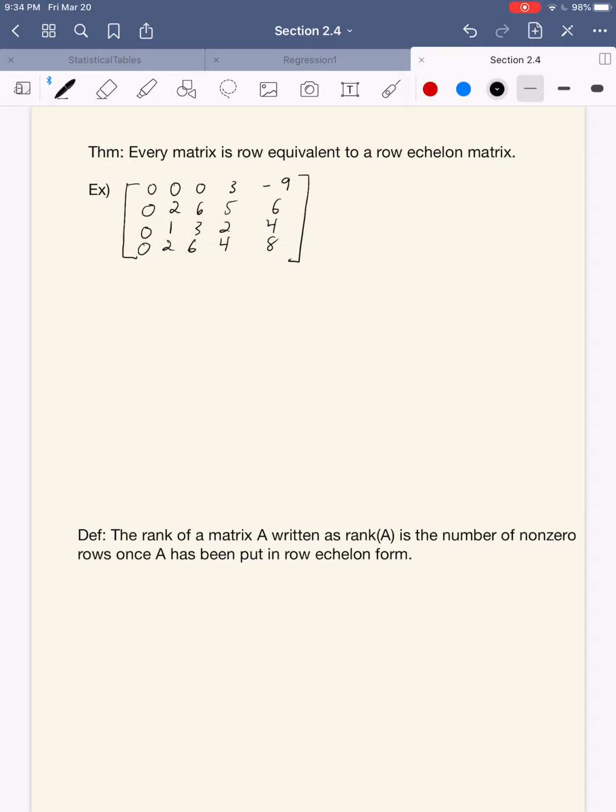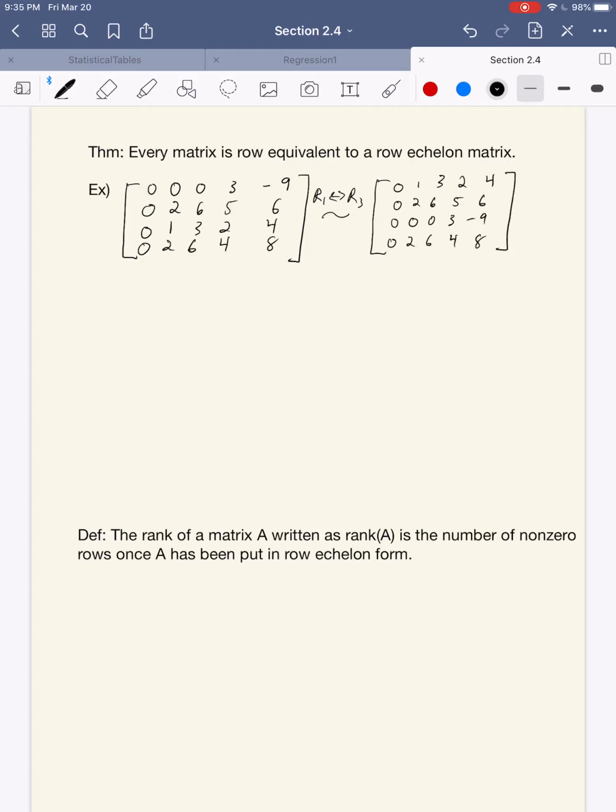So we're going to make a little notation here. We're going to use our squiggly line to say that it's row equivalent, and we're just going to keep track of the operation we did. We're going to interchange R1 and R3, which is one of those elementary row operations. If we do that, we now have the matrix 0, 1, 3, 2, 4; 0, 2, 6, 5, 6; 0, 0, 0, 3, negative 9; and 0, 2, 6, 4, 8.